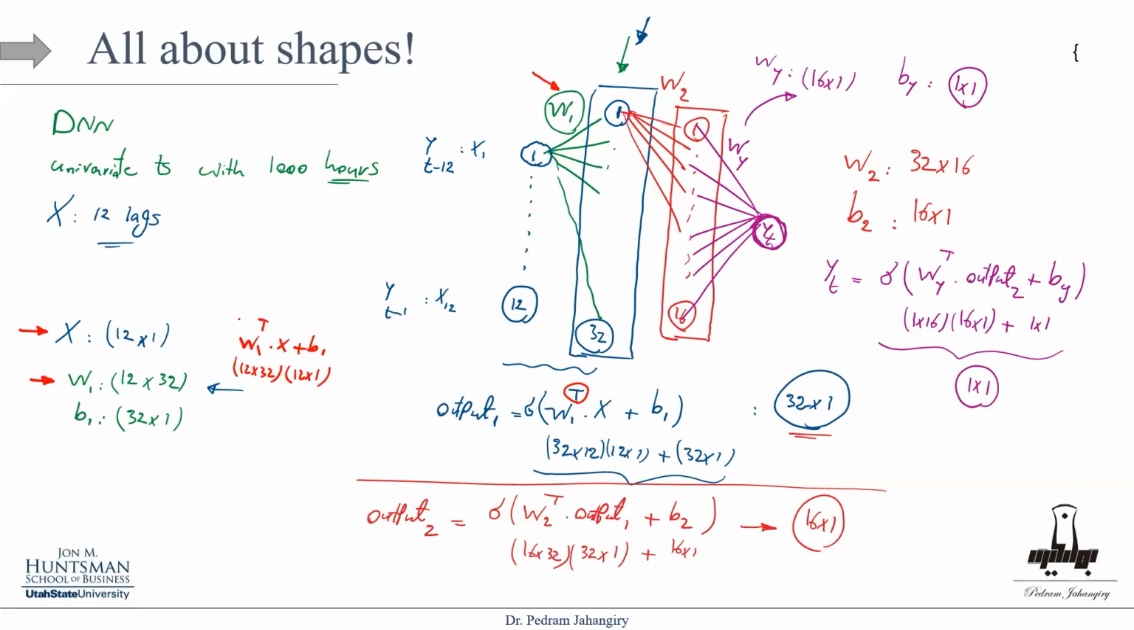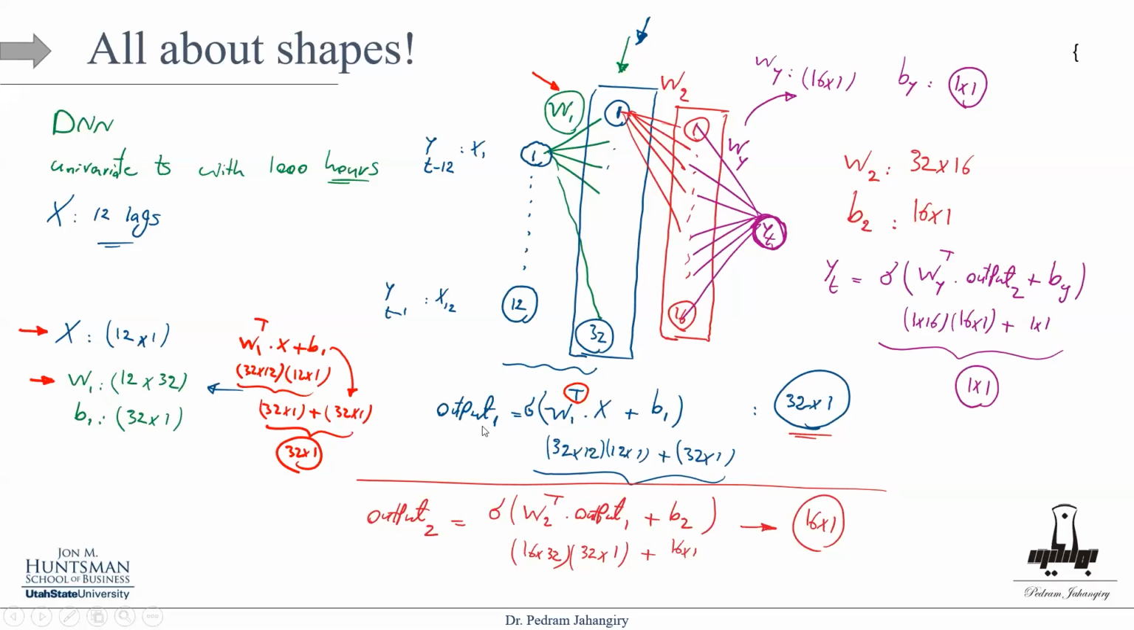If I transpose it, it becomes 32 by 12. So 32 by 12, times 12 by 1, we get 32 by 1. And I need to add the 32 by 1, which is your bias term. So eventually, the output of the first layer is 32 by 1. This is DNN. Are we good?